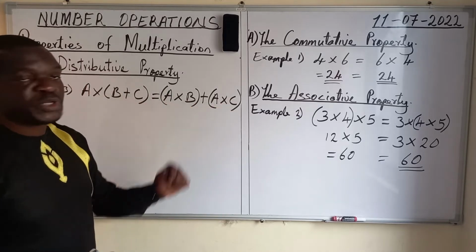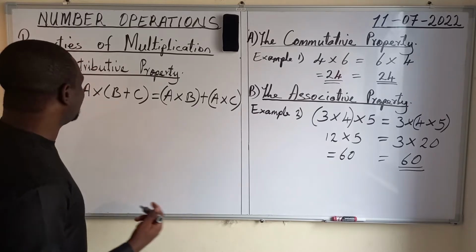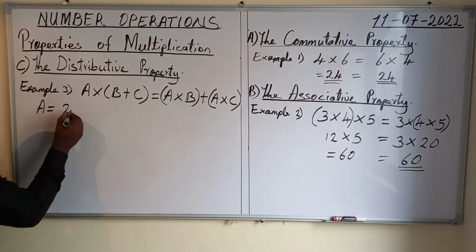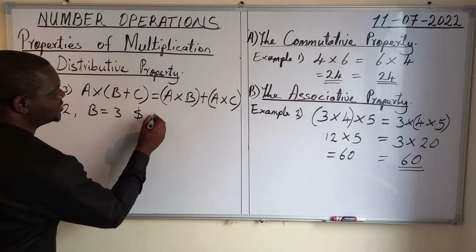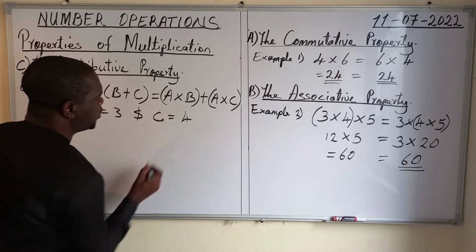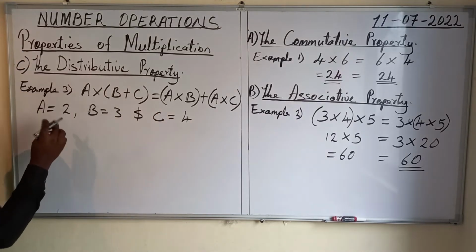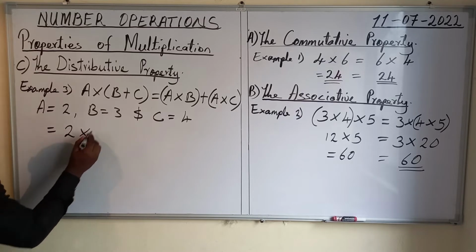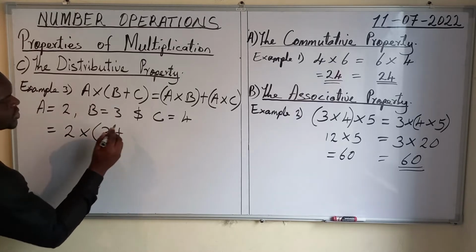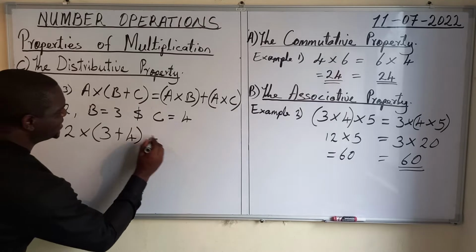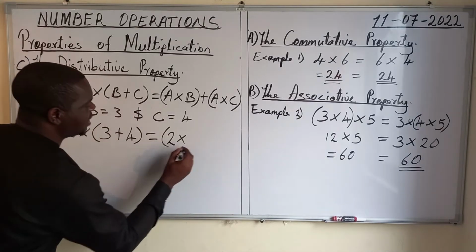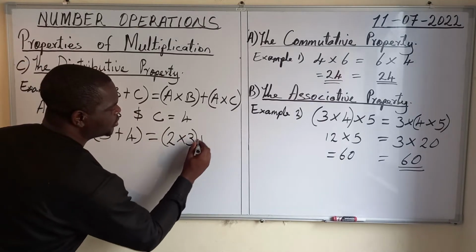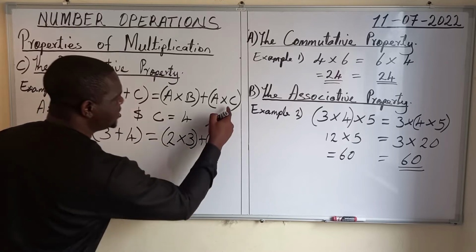Let's replace this with whole numbers and see what it's going to give us. A is equal to 2, B is equal to 3, and C is equal to 4. Let's substitute. In the place of A, we are going to write 2. So 2 times in bracket B is 3 plus C is 4 is the same as A is 2 times B is 3, bracket close, plus A is 2 and C is 4.